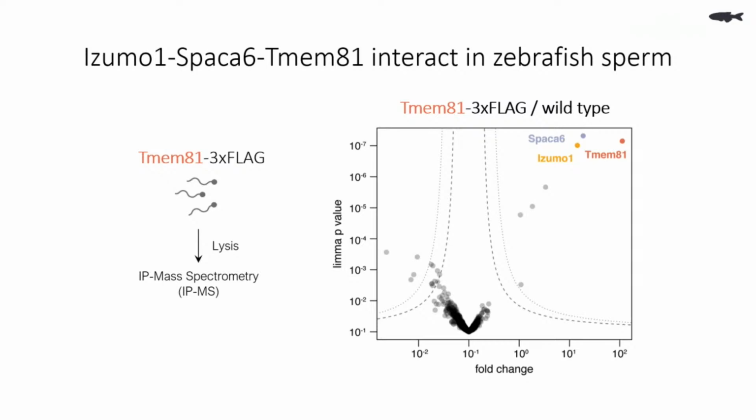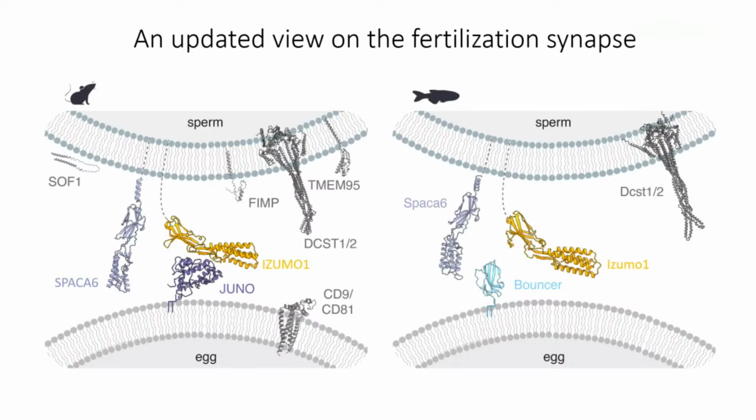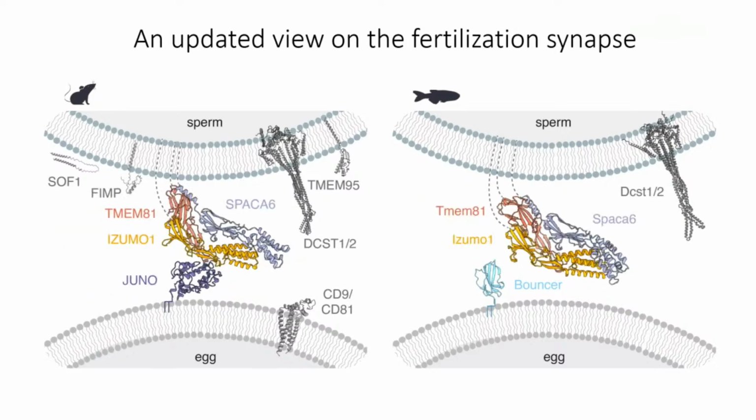But here, these were really the ones that were enriched after this IP. We also have evidence from human cells: when we express these human sperm factors ectopically in human cells and IP, we again enrich these three proteins. So with that, we could update the model of how we think about this fertilization synapse. We usually call it a synapse, similar to a neuronal synapse, where two membranes need to come very close together. We can add TMEM81 as a new factor in both mammals and in fish. And not only can we add it, but we actually have evidence that they come together to form a complex.